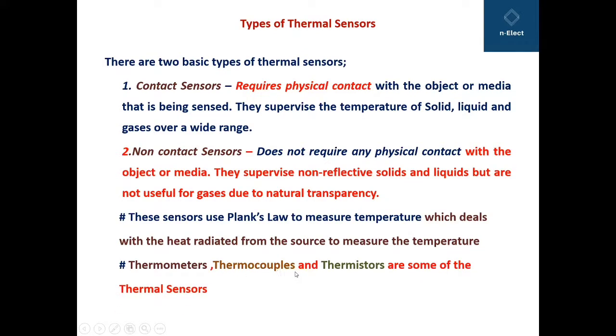Thermometers, thermocouples, and thermistors are some of the thermal sensors. Out of these, thermometers we are normally using. Thermocouples and thermistors are generally used in laboratories and different applications.